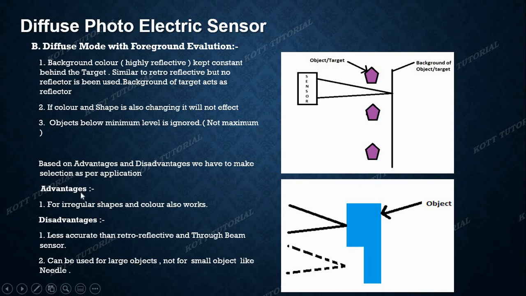Now these are the advantages and disadvantages. For irregular shape and color, we can use this diffuse mode with foreground suppression sensor. Now what are the disadvantages? These sensors are less accurate than retroreflective and through beam, which we will learn in a further video. They can be used for large objects, not for small objects. We can use this sensor for large objects but not for small objects, like a needle, for example.